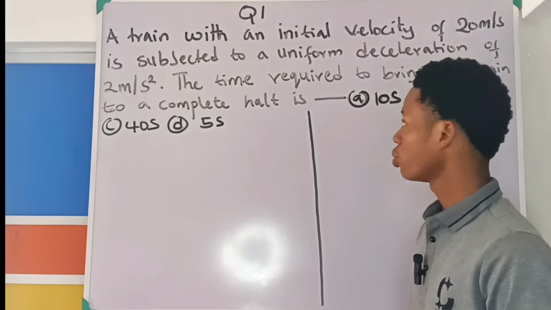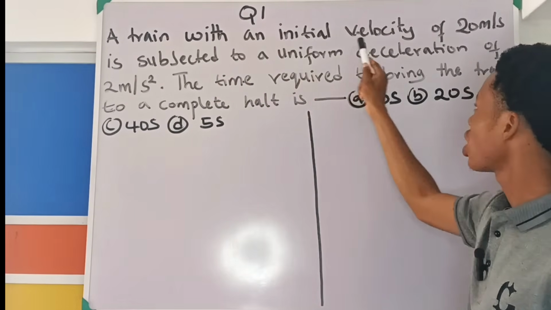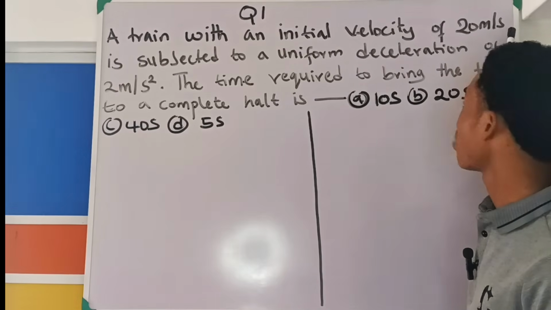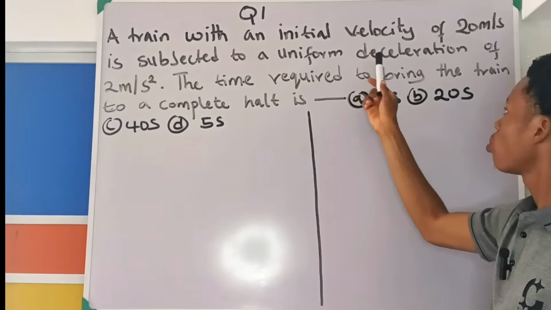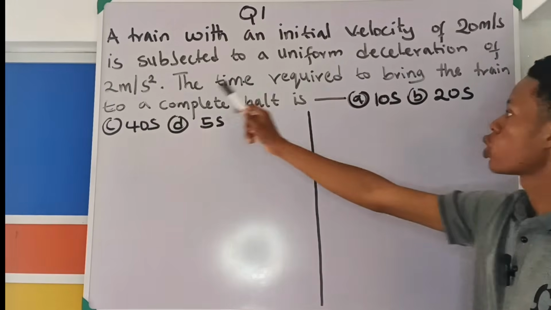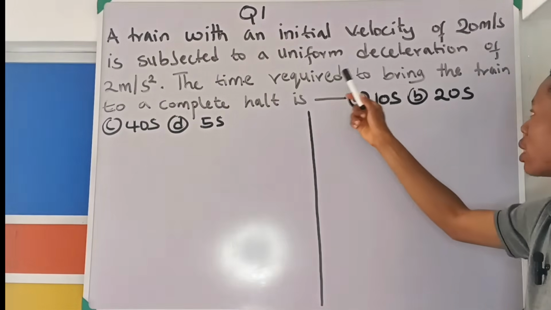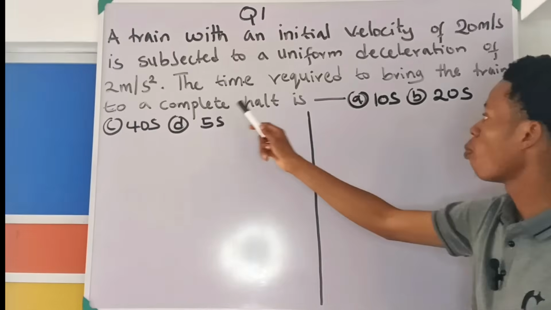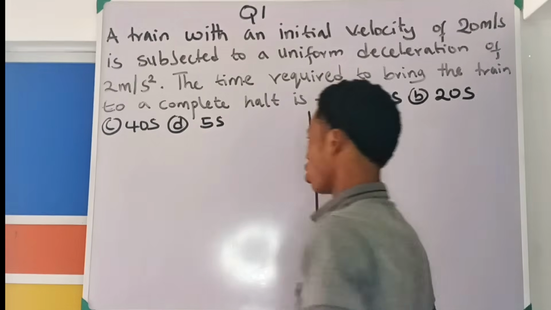Alright, let's look at this question. Question 1 says, a train with an initial velocity of 20 meters per second is subjected to a uniform deceleration of 2 meters per second square. The time required to bring the train to a complete halt is dash, and you're given options.